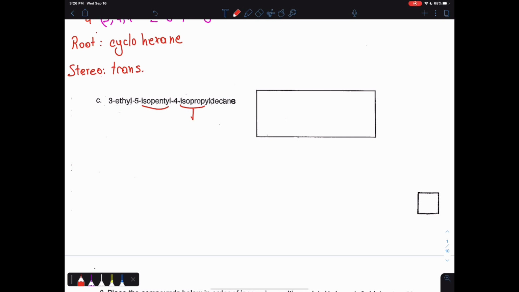So isopropyl is gonna look something like this. I always remember when I look at iso, there's a Y somewhere. So that's isopropyl. And then for isopentyl, I'm gonna have 1, 2, 3, and then 4 and 5. 1, 2, 3, 4, 5. Right? So you see how I have the Y? That's a quick way to remember it.